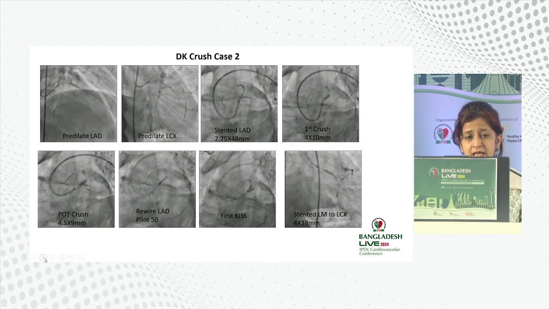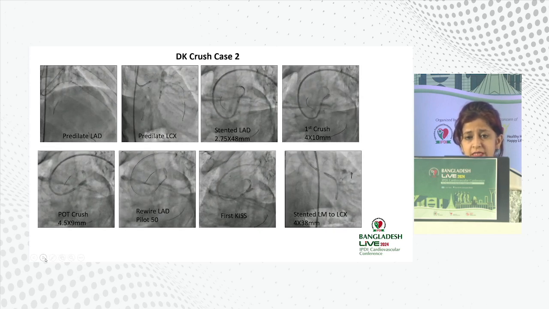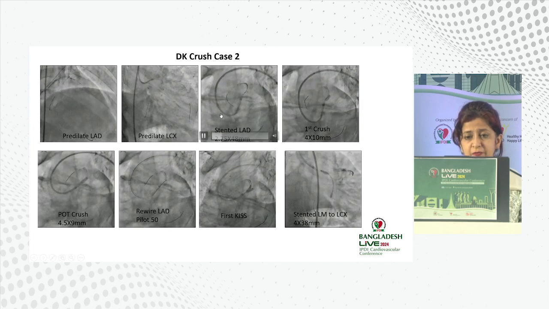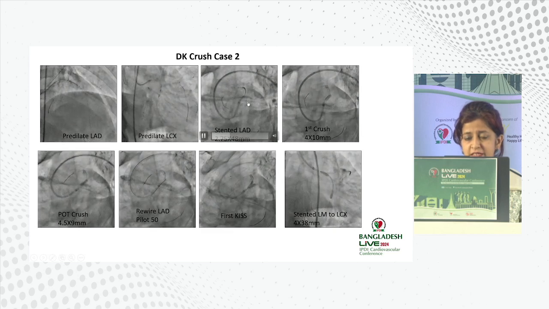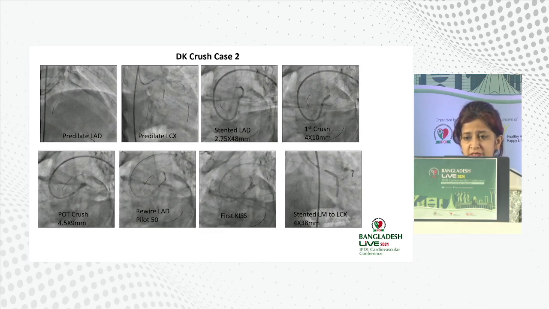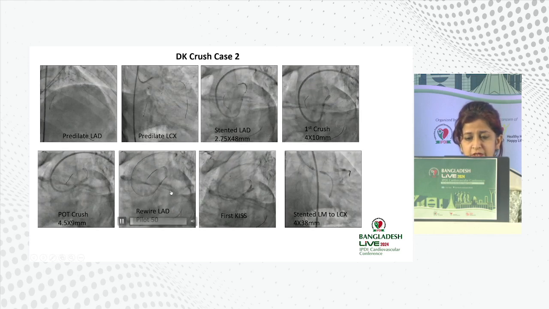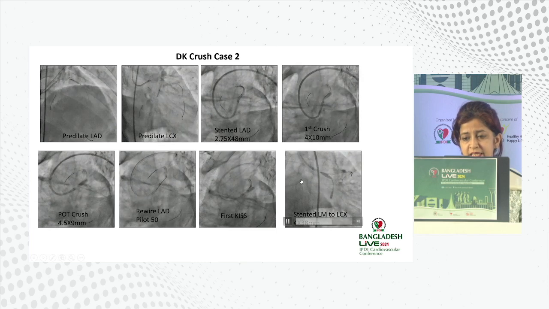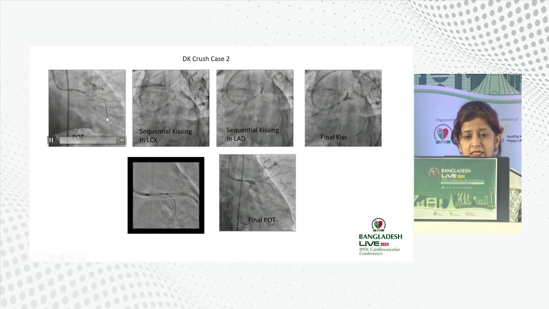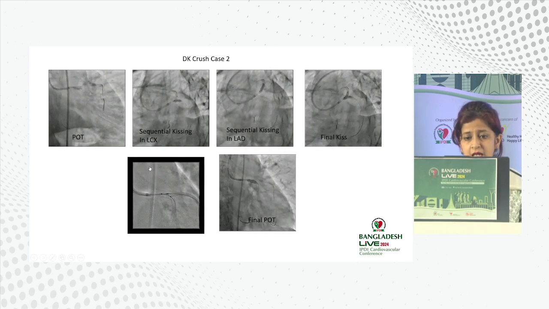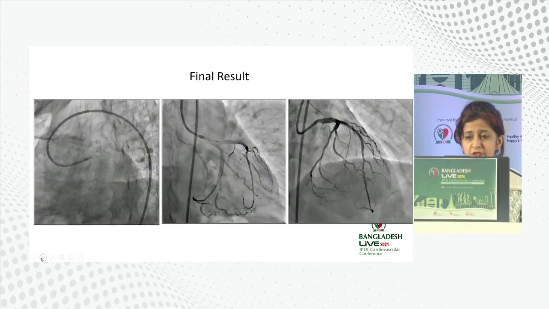So in the second case, as the left main, LAD and SAC all had disease, we planned for DK crush. But there was a size mismatch between the left main and LAD, so we treated the LAD as the side branch. We first stented it with a 2.75x48 millimeter stent, then did the crush with a 4.0x10 balloon, and then did the POT, crush, rewire, and did the first kissing, then stented left main to SAC with a 4.0x38 millimeter stent, and again did the POT, then a sequential kissing, and then did the final POT, and this is the final picture.